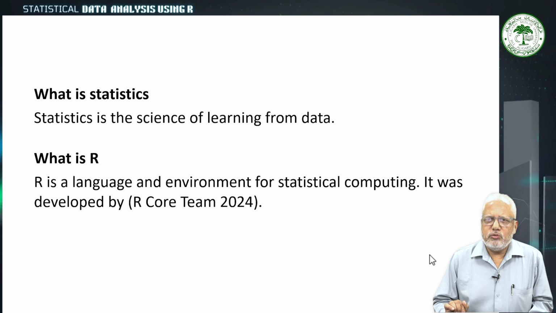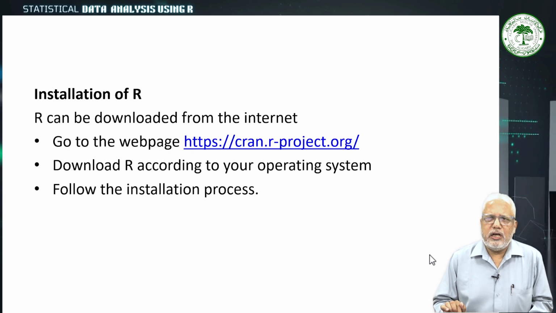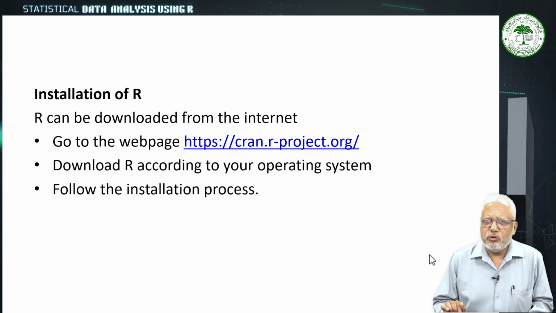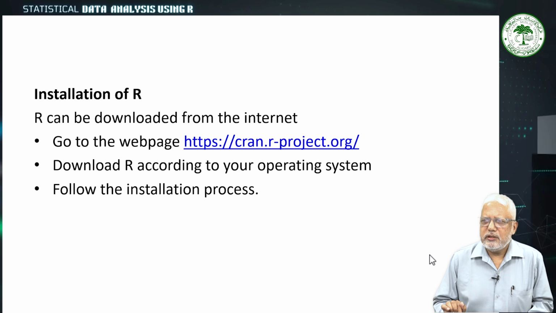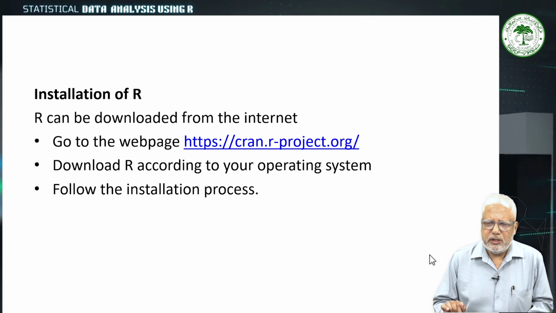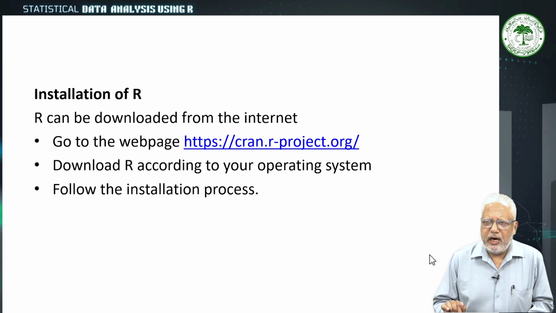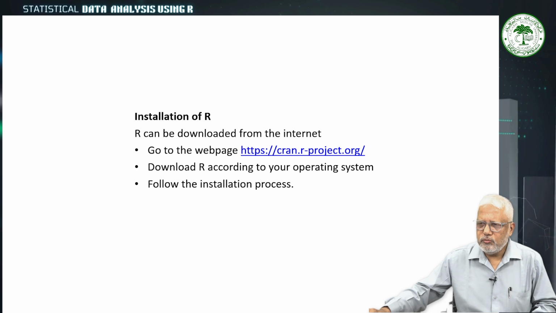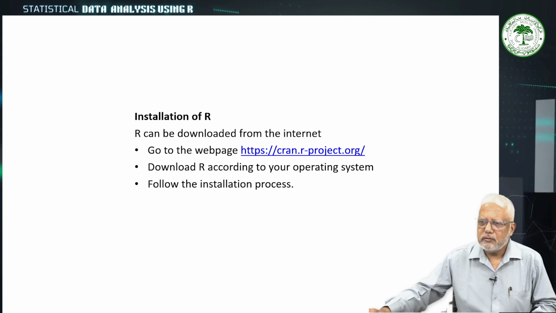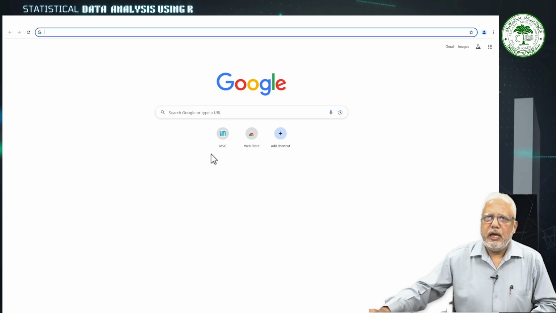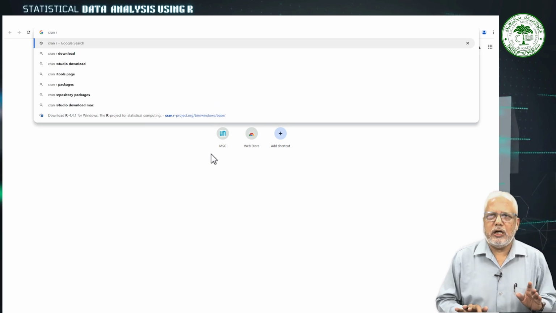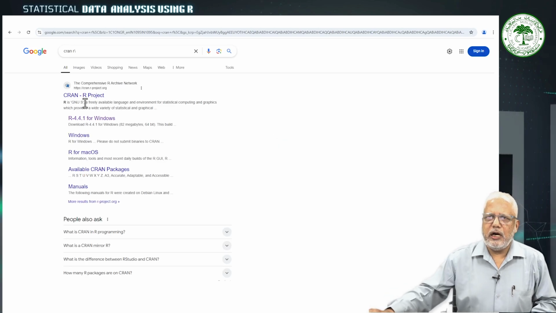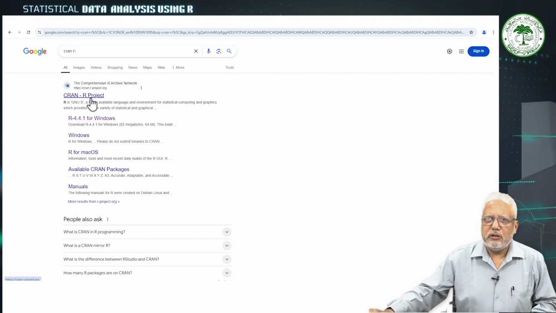Now, I would like to talk about how to install R. Go to the web page, then download R according to your operating system and follow the installation process. You just type CRAN R on Google. I will go to Google Chrome, and here you type CRAN R and press enter. Here it comes, and you click on the CRAN website.